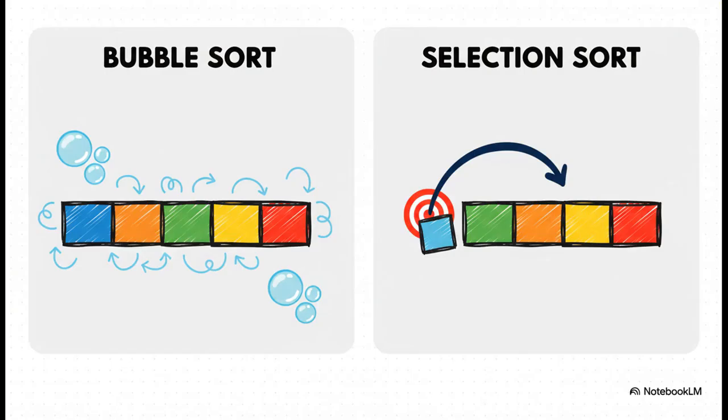Right here, the difference in philosophy is just crystal clear. Bubble Sort is totally local. It only cares about its immediate neighbors, which leads to this flurry of constant tiny swaps. Selection Sort, on the other hand, is global. It scans the entire remaining list to find the one perfect element, then acts with a single targeted swap. Two very different ways of thinking about the same problem.